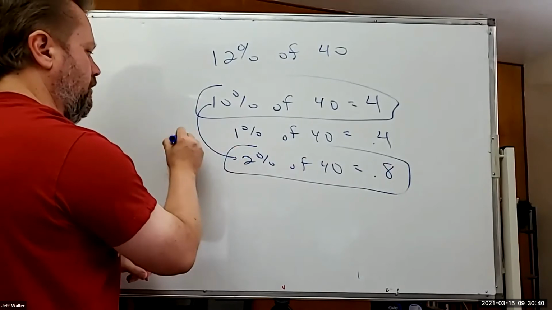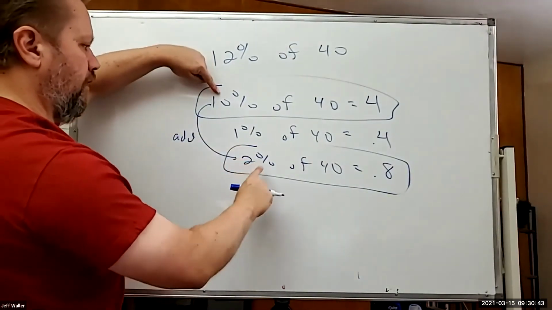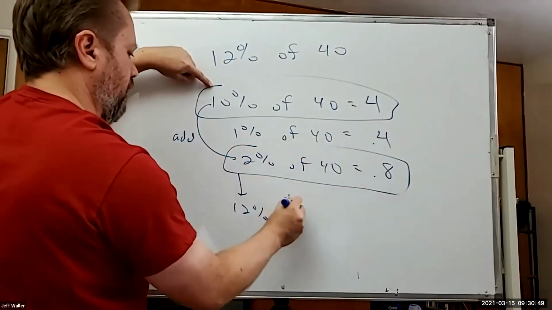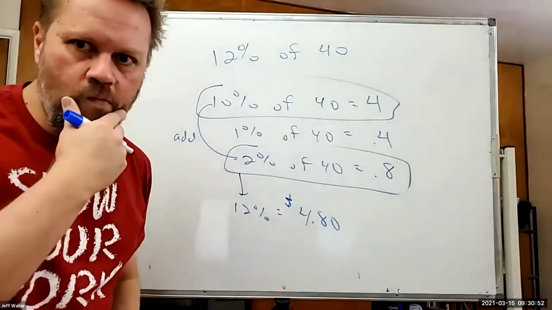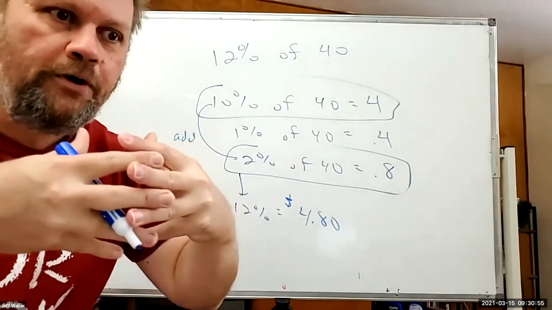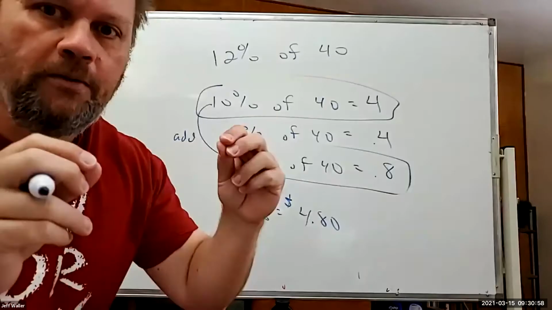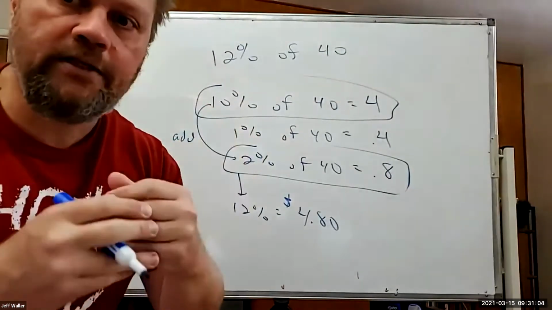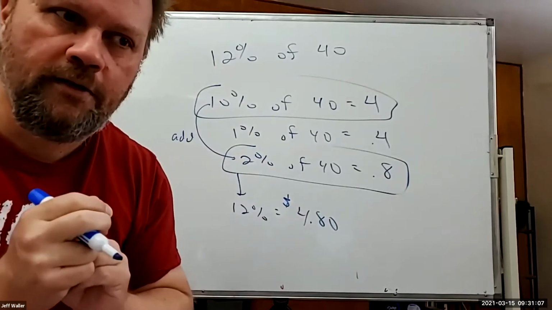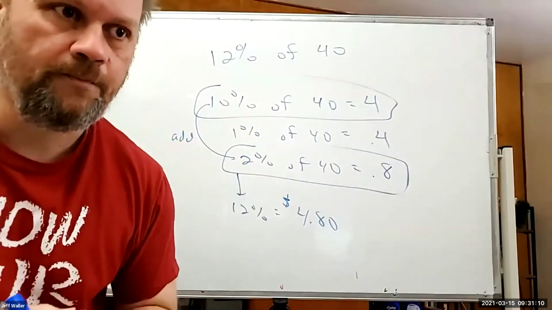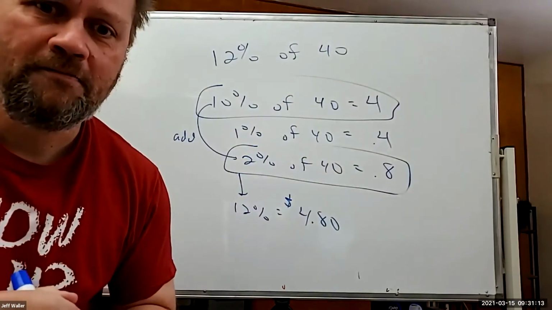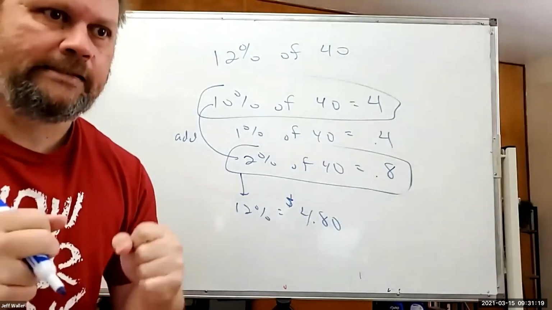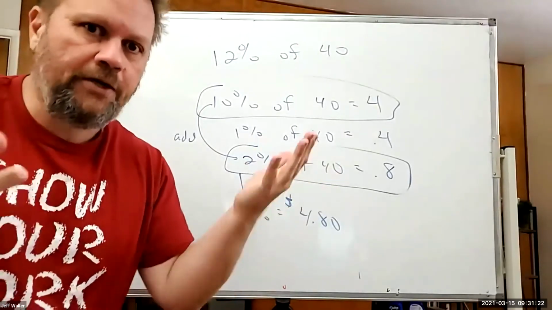So what would 12% be then? I just add these. Do you see what I'm doing? 10% and 2% make 12%. So what's 12%? 4 plus 0.8 is $4.80. You can put things together based on 10% and 1% because it's relatively easy to find 10% and 1% of anything. It's just moving the decimal place. And then I can build whatever I want. That's kind of neat. Percentages are much neater than you might think.